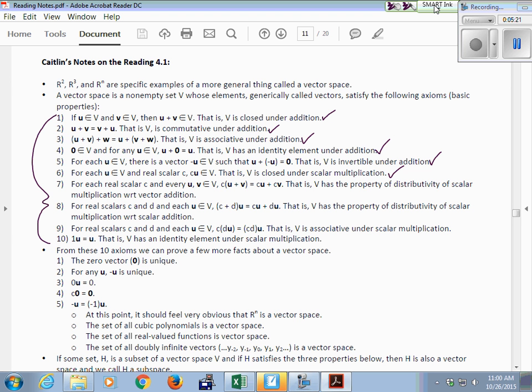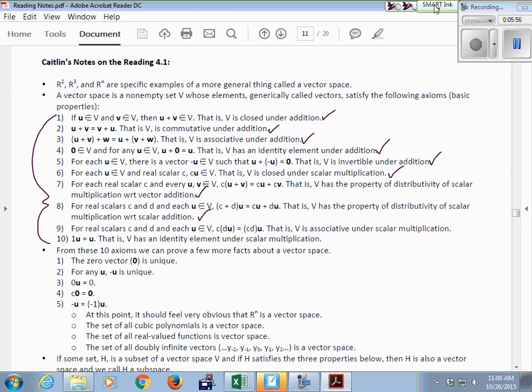We have a distributive property under scalar multiplication. Again, also feels natural when we're dealing with Rn. For real scalars C and D, this is another sort of distributive property, but here we're distributing a vector to two scalars as opposed to a scalar to two vectors. So all of these things are just properties of real numbers, so they feel natural when we're in Rn. These are all properties that we've worked with for a long, long time.